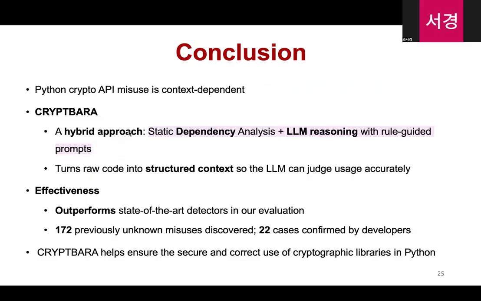Python crypto API misuse is context dependent. Cryptbara combines static dependency analysis with rule-guided LLM prompts to detect Python crypto API misuse accurately. It outperforms state-of-the-art tools and revealed 172 previously unknown misuses. Cryptbara contributes to safer and more consistent use of cryptographic libraries.